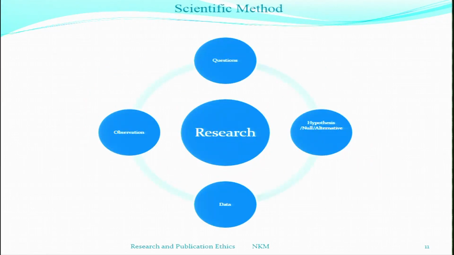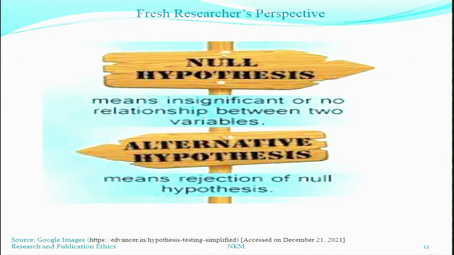So let's try to understand this in terms of a fresh researcher, in terms of the scientific method one can adopt. Of course, first comes the observation. We observe in research, and then we formulate certain research questions, and then of course we talk about the hypothesis, null and alternative, and then we collect the data, and after data we have certain results, and according to results we try to conclude certain points in our research. So let's talk about what we mean by the null hypothesis and the alternative hypothesis. Null hypothesis means insignificant or no relationship between two variables, and alternative hypothesis refers to rejection of the null hypothesis.